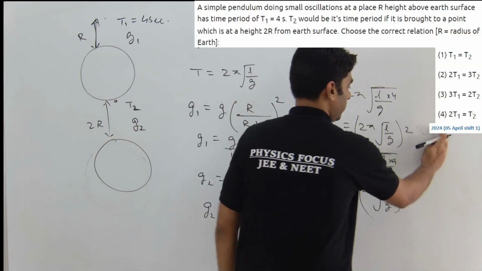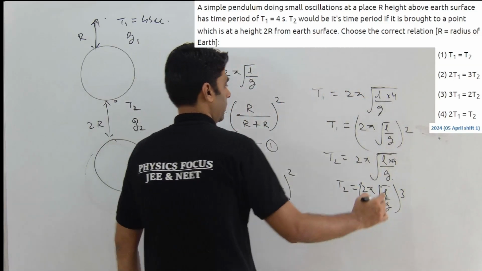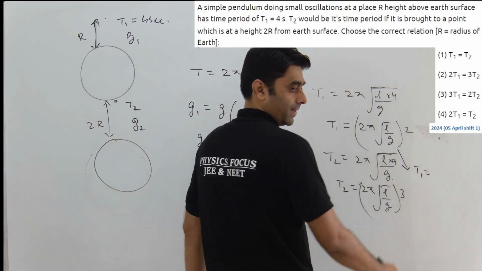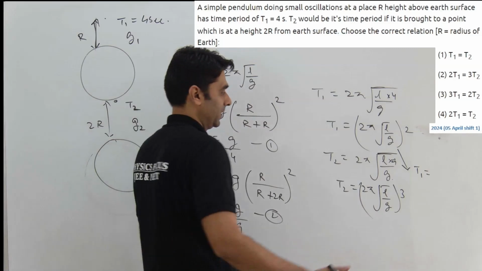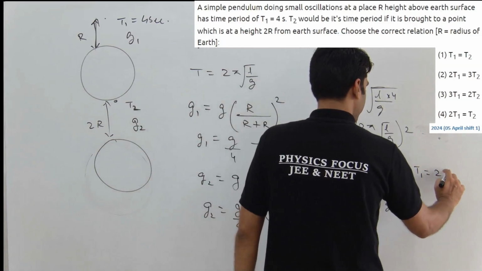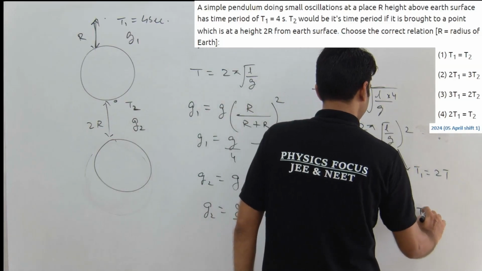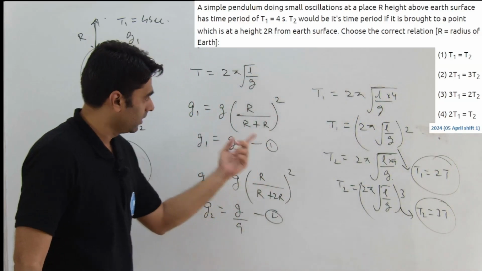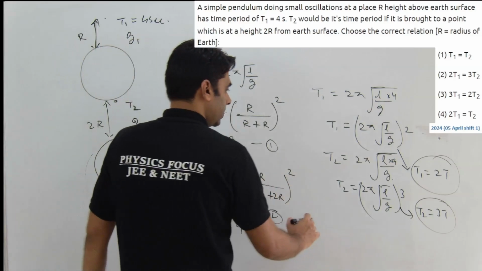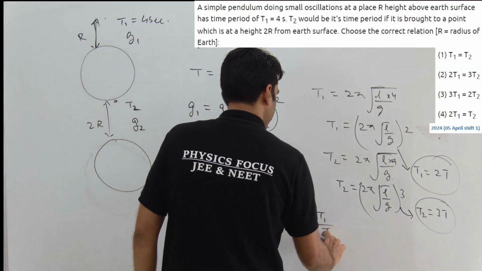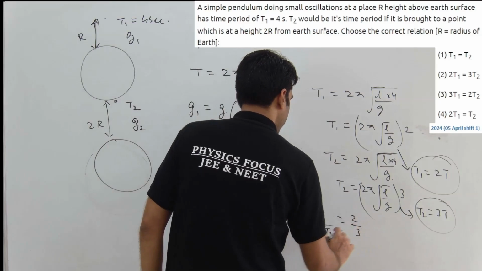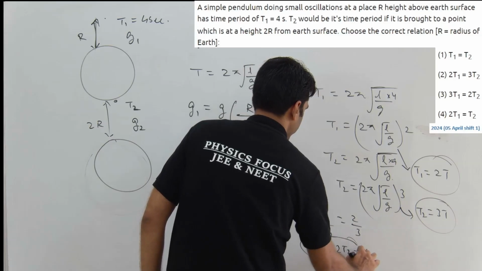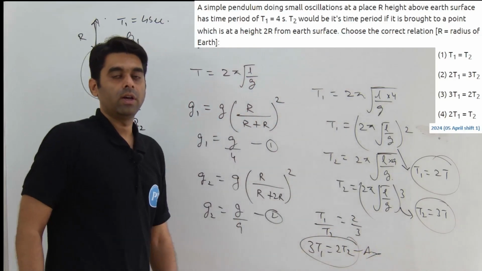Is it visible to you there? No, one minute. T1 is 2 times T and T2 is 3 times T, right? T is basically the time period on the surface of Earth that we have already written. So let's take the ratio. What do we get? T1 by T2 will be equal to 2 by 3. From this we can write 3 T1 is equal to 2 T2. Check the option. This will be your answer. Let's move ahead.